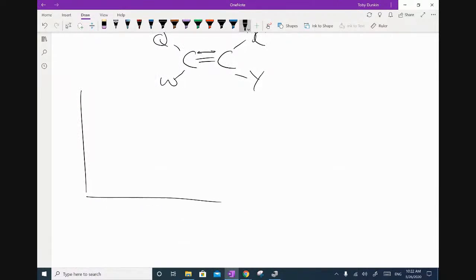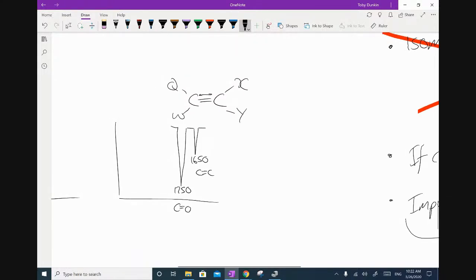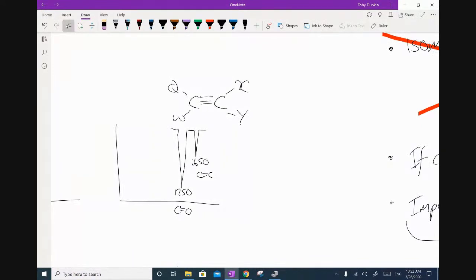Great question. Just to give you this one, we now get a peak way down here, short and sharp, just to show you the difference. That there at 1750 would be a C double bond O peak. But this one is at 1650, and this is a C double bond C. It is shorter and, no, I wouldn't say sharper. It probably is sharper, actually.